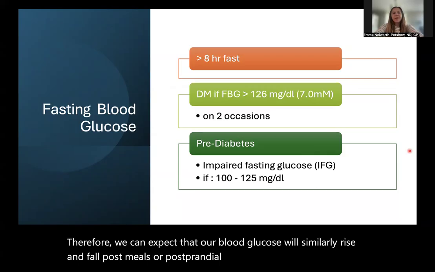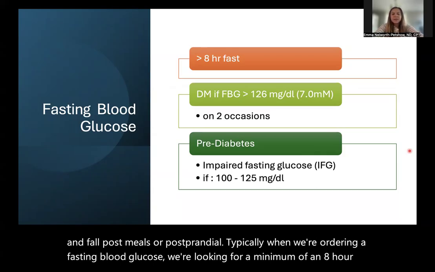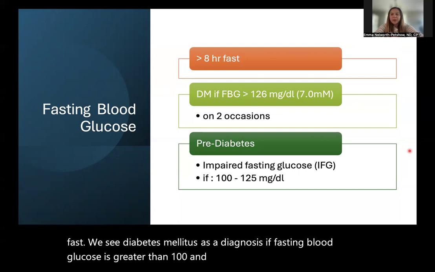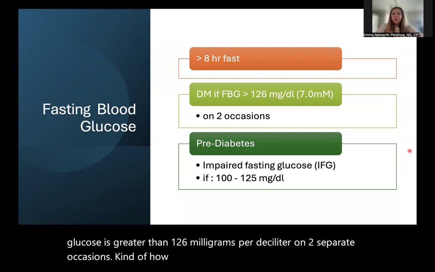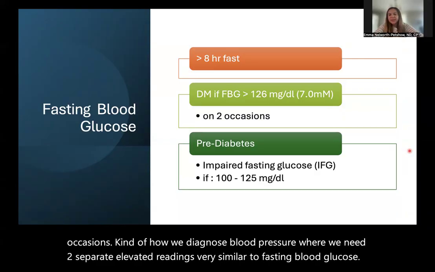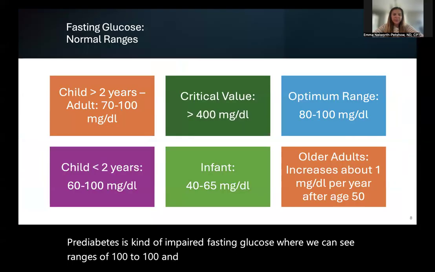Typically, when we're ordering a fasting blood glucose, we're looking for a minimum of an 8-hour fast. We see diabetes mellitus as a diagnosis if fasting blood glucose is greater than 126 milligrams per deciliter on two separate occasions, similar to how we diagnose blood pressure, where we need two separate elevated readings. Prediabetes is impaired fasting glucose, where we can see ranges of 100 to 125.